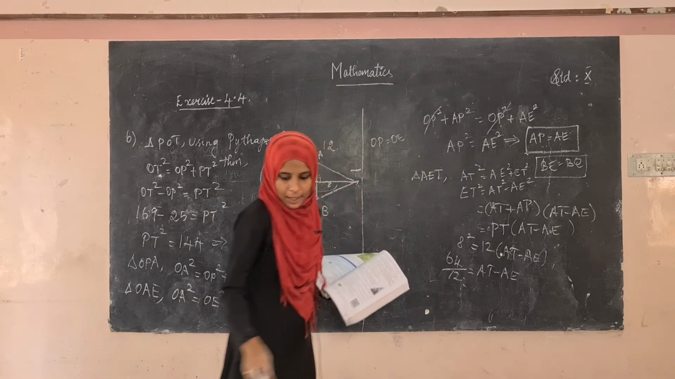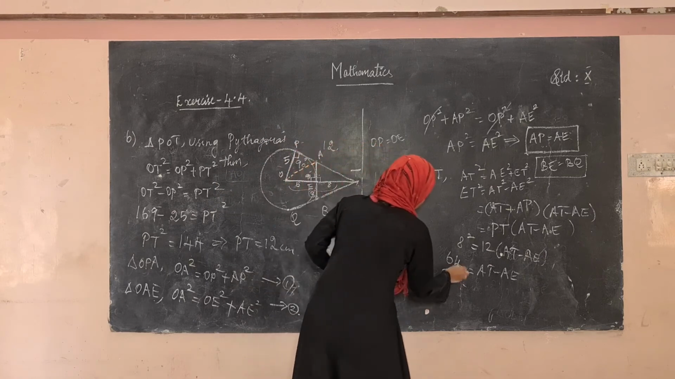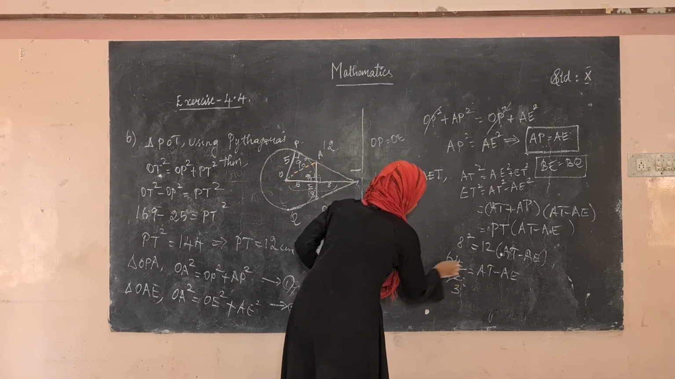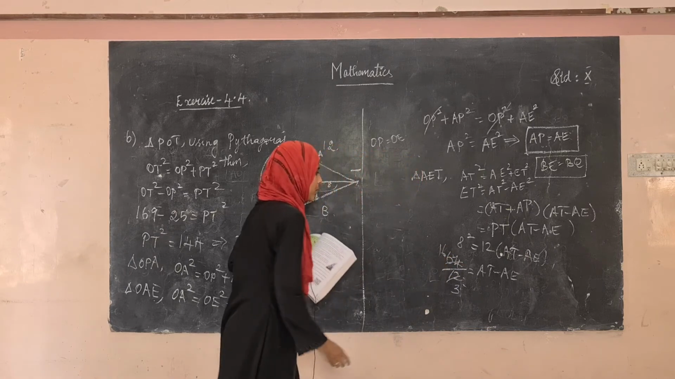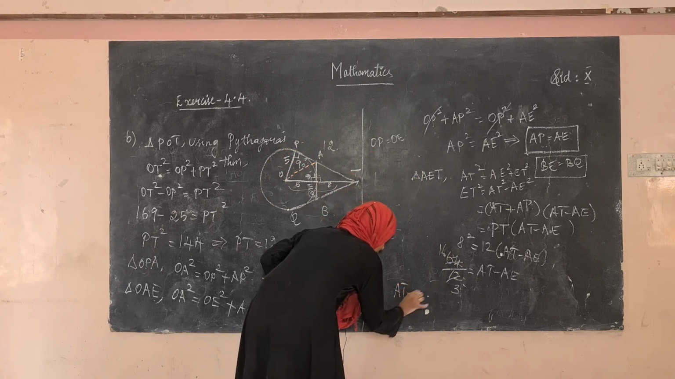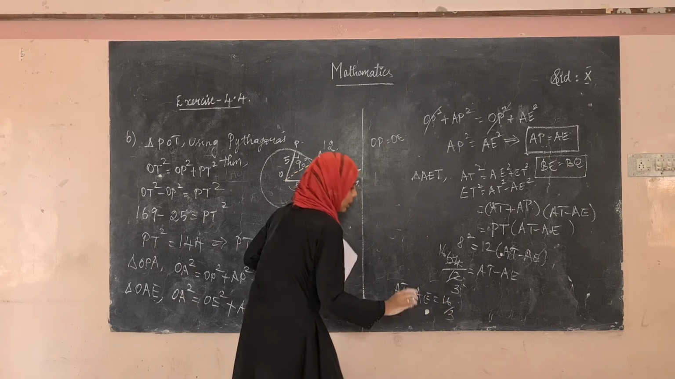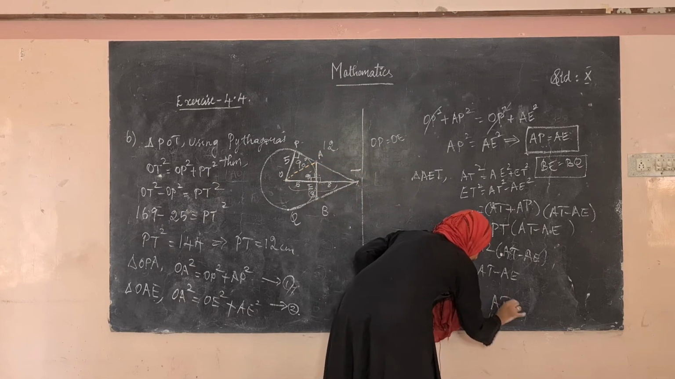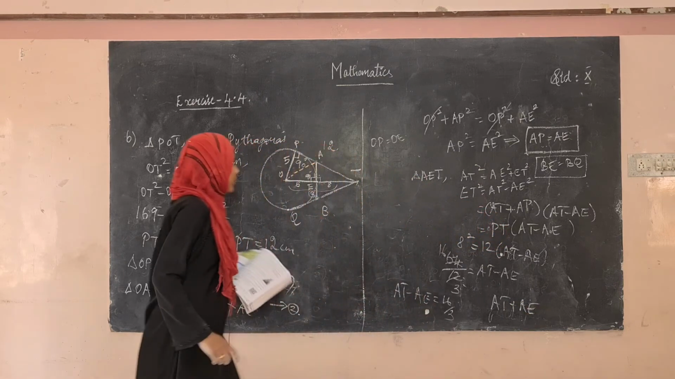Okay, so AT minus AE is equal to 4 times 4/3, which is 16 divided by 3. Therefore, AT minus AE is equal to 16 divided by 3. And we know that, what is AT plus AE?